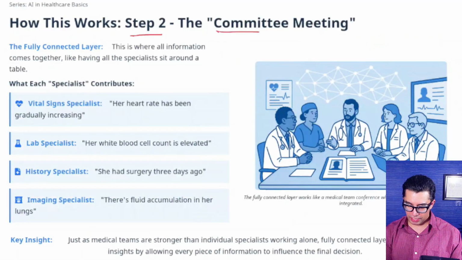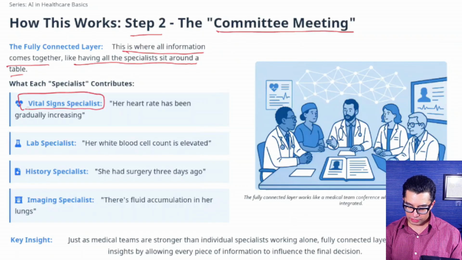Now, the next step is where the committee actually sits down together and discusses a few aspects. The second step is the committee meeting. So this is where all information comes together. It's like having all the specialists sit around a table. Now, the AI agent or the specialist, let's say, for example, you are a specialist, but this is technically an AI agent.